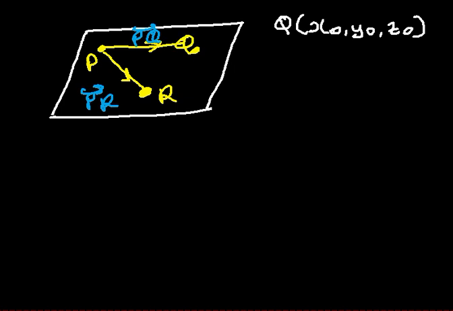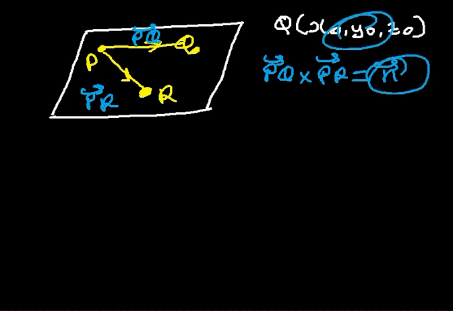So now we need to have the cross product of the 2 vectors, vector PQ and the vector PR. And the cross product of the 2 vectors will give us the normal vector to the plane. So now, having the single point and the normal vector, everything will land smoothly. So keep that in mind.